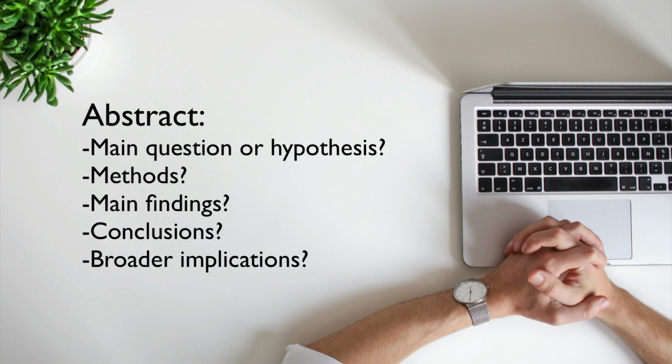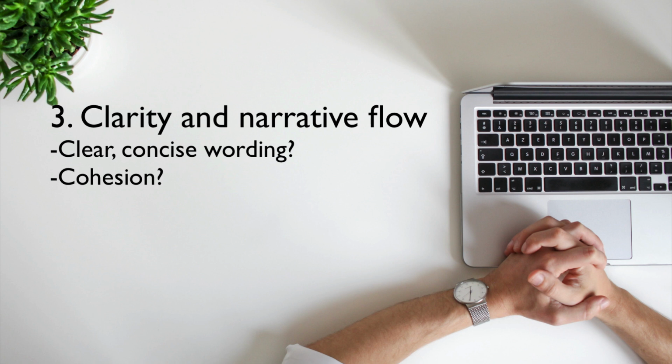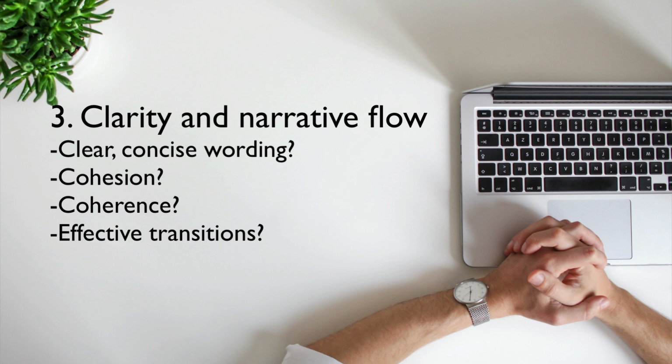Once you have finalized the overall structure of the manuscript, the next step is to polish the writing. This is done word by word, sentence by sentence, paragraph by paragraph. Here you are striving for clear, concise wording. Do all the sentences in a paragraph support the main point? Are they presented in a logical sequence? Do you need transitional words, sentences, or paragraphs to improve the narrative flow?